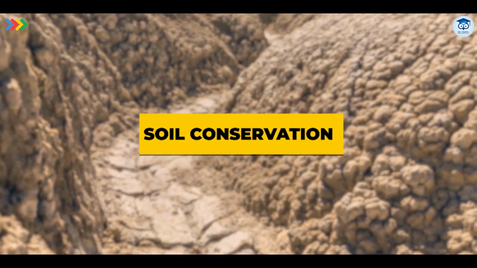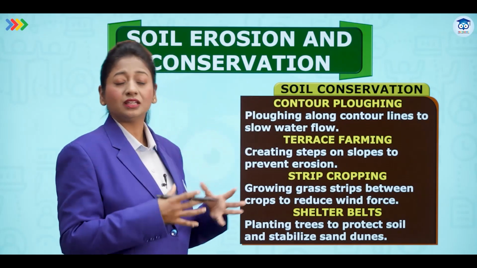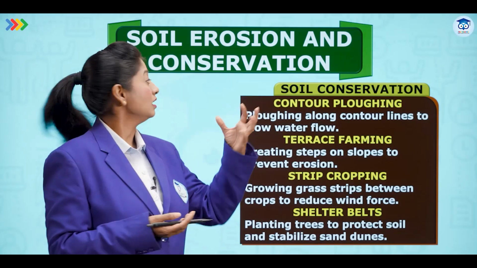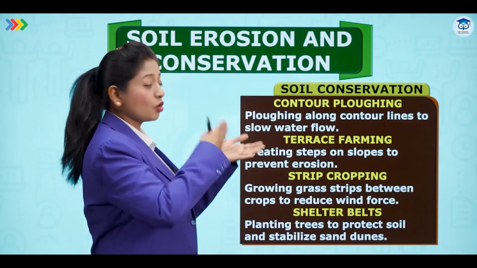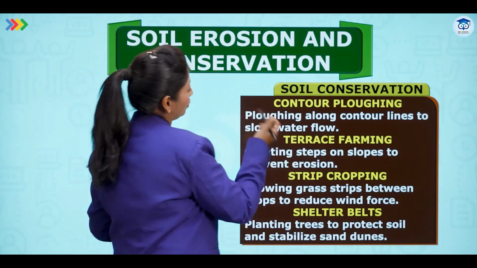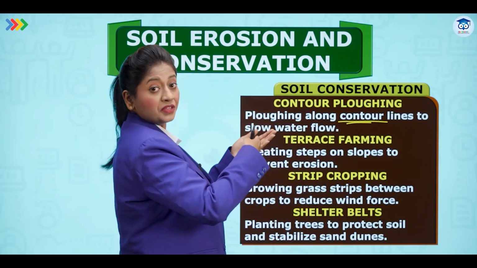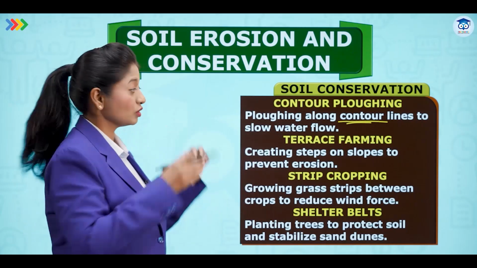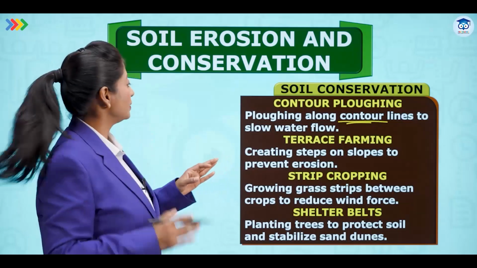Soil conservation. If you talk about soil conservation, there is contour ploughing. These are some of the very good, time-tested techniques which help in conserving the soil. Contour ploughing: ploughing along contour lines to slow water flow. When you plough along the contour lines, the water flow will obviously slow down, and because the speed of the water is less, the erosion will be less.